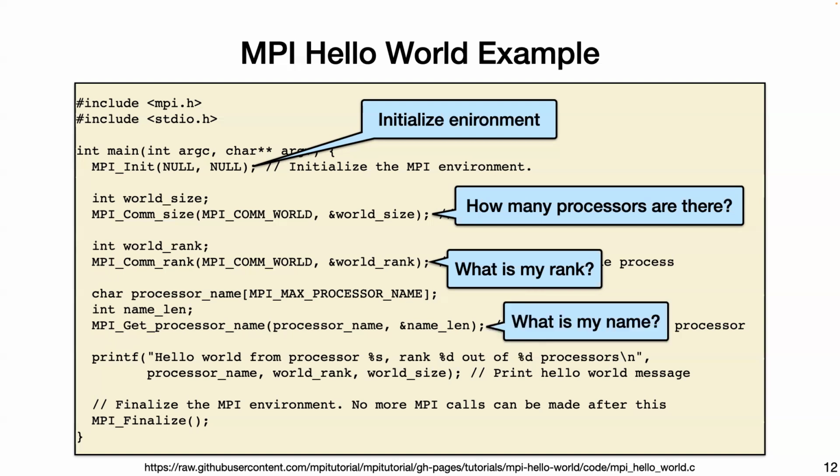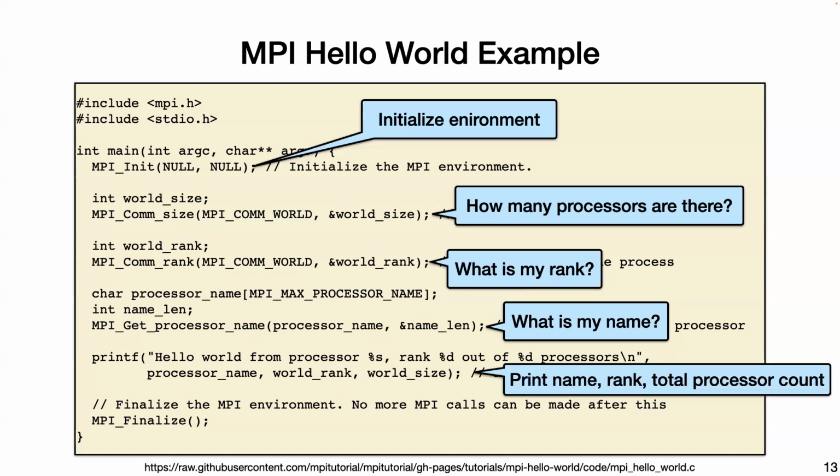You can also get the processor name, which is like the name of the machine. You pass in a string. And then this hello world prints the processor name, my rank, and the total number. And then finalize is just at the end of every MPI program.